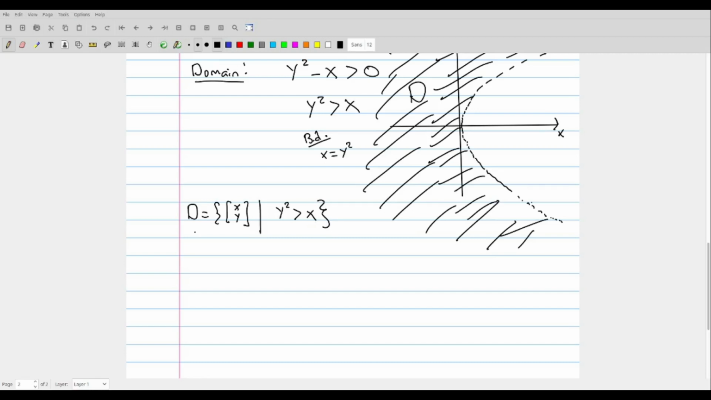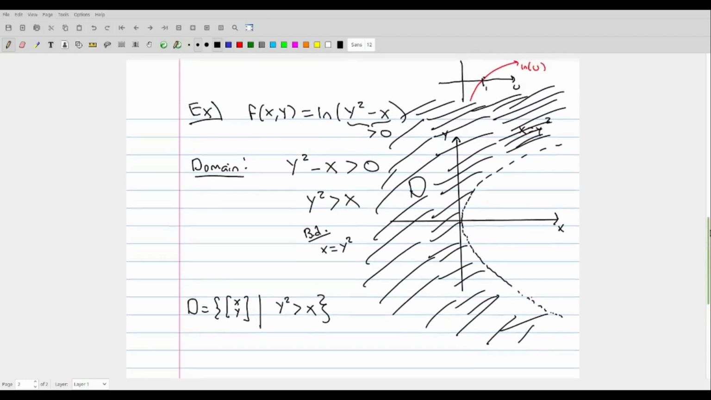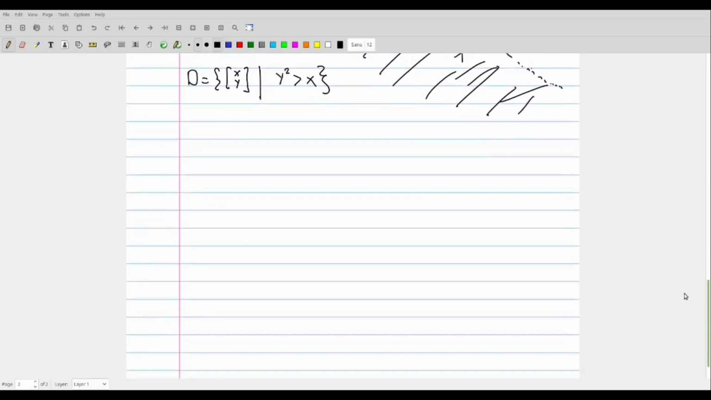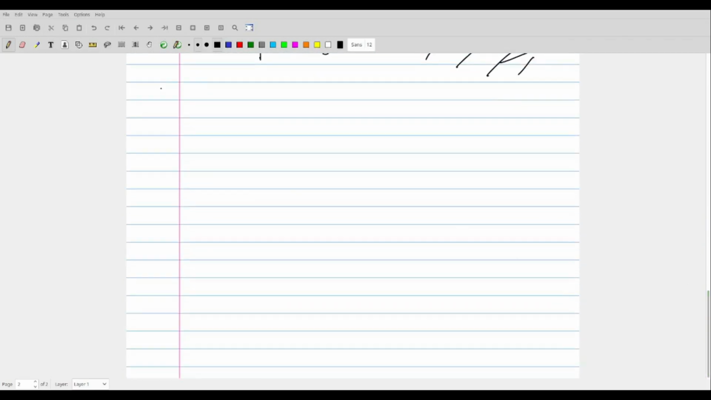This is a nice kind of simplified way of writing this mathematically, but it's nice to also draw a picture so you can kind of see this. And furthermore, we can go through and consider again the range as well for this function.